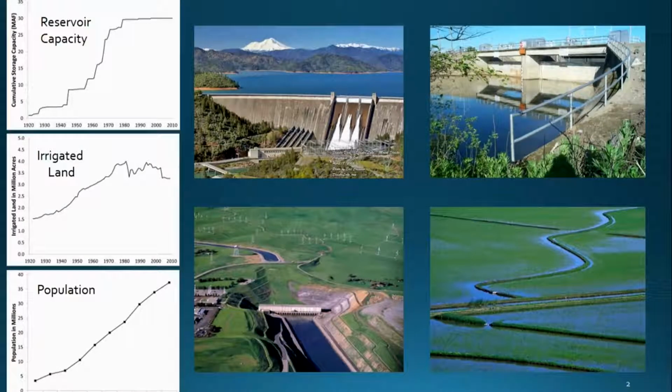Over the last 9 decades, there have been a lot of anthropogenic changes, as you see in the slide. Reservoir construction, a lot of increase in irrigated acreage in the Central Valley, and certainly population growth in the south, leading to more exports of water from the delta.